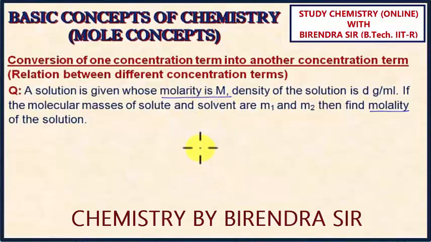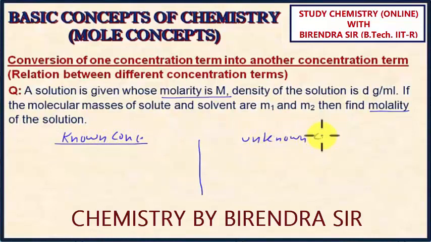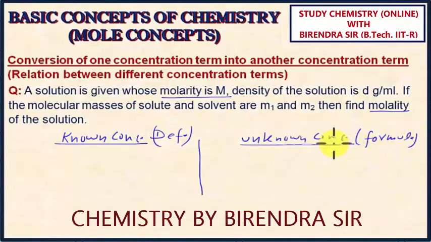In this method, you draw a vertical line. Left hand side, you write the known concentration. And right hand side, you write unknown concentration. For known concentration, use definition. I will tell you how to use this. And to save time, for unknown concentration, use a formula, basic formula of the concentration.